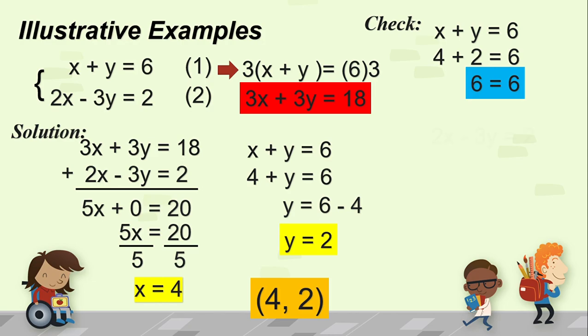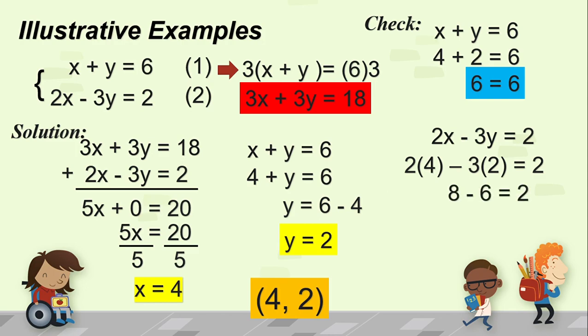Next, let's use our second equation, which is 2x minus 3y is equal to 2. And then let's substitute the value of x by 4 and the value of y by 2. And it will become like this. So 2 times 4 is 8, and 3 times 2 is 6, is equal to 2. And then 8 minus 6, the difference is 2, and therefore 2 is equal to 2. So therefore, it shows that our solution 4 and 2 is correct.